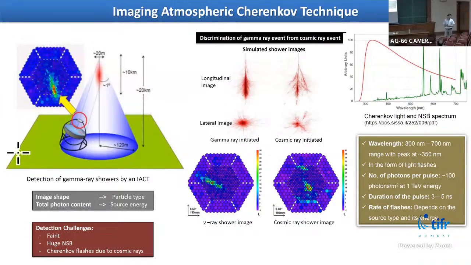Whereas other particles like muons, etc., produce again a different image. So the image shape will tell about the particular particle type, and the total photon content in the shower will give an estimation of the source energy.